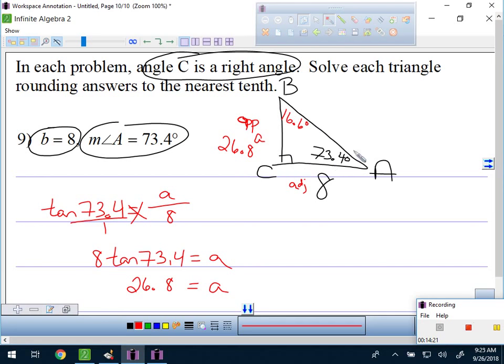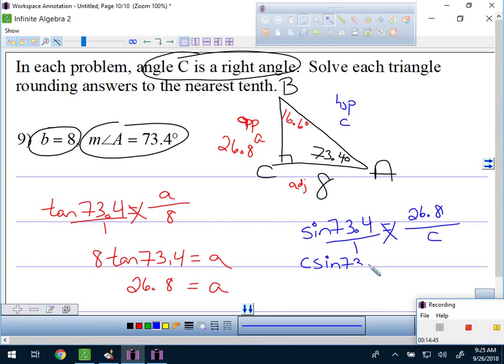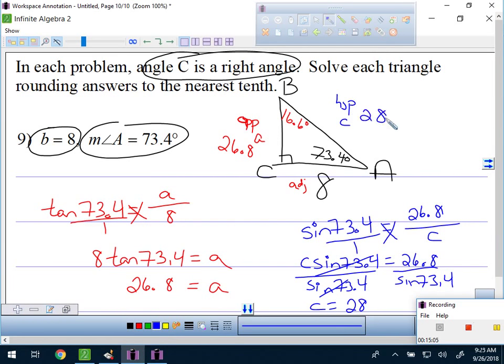Now again, you probably could just go through your multiple choice answers. You probably could use the Pythagorean theorem on this other side if you wanted to, but I'm not. I'm going to say opposite and hypotenuse, call this C. So I'm going to say sine of 73.4 equals opposite, which we just found was 26.8, over hypotenuse, which is C. Same thing, put this over 1, cross multiply, so you get C sine of 73.4 equals 26.8. And then you've got to divide by sine of 73.4. Make sure you put the sine with it, right? And so then you're going to get 26.8 divided by sine of 73.4. That gives me 28.00, so I'm okay with just 28, and that's good to go.